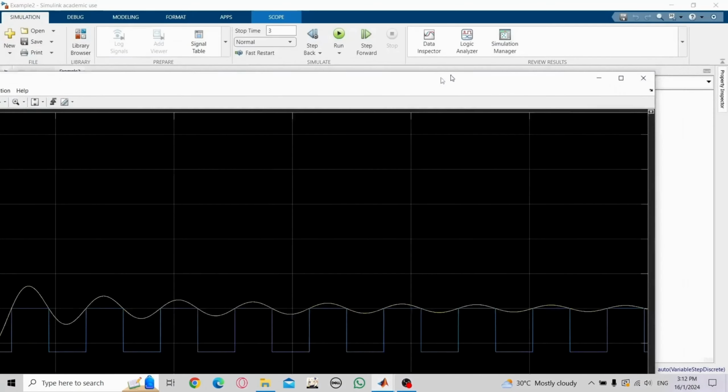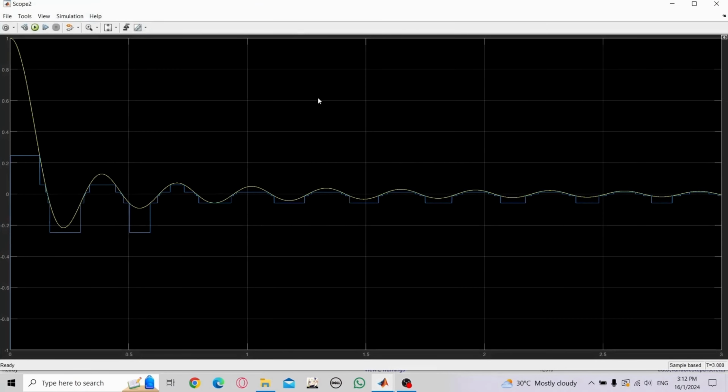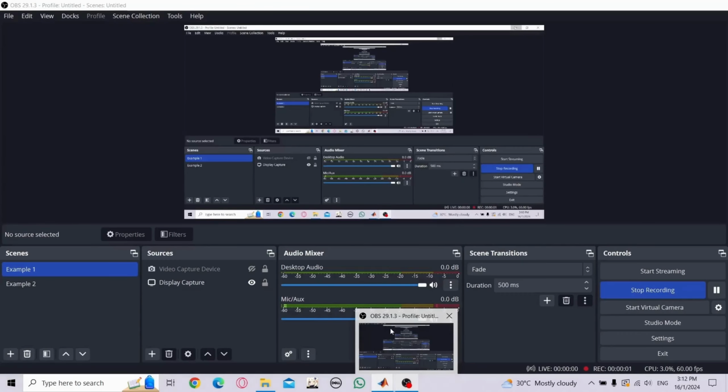This is the result. It's very similar to example 2.